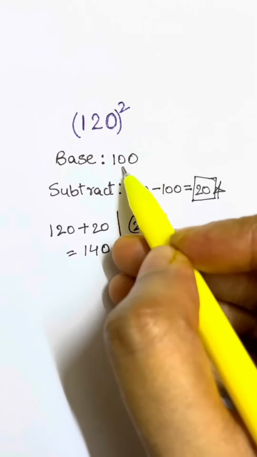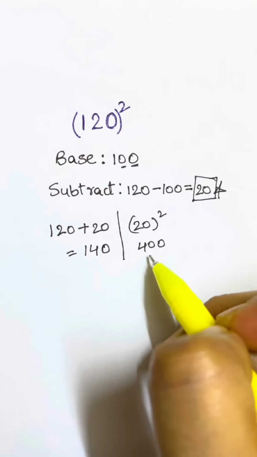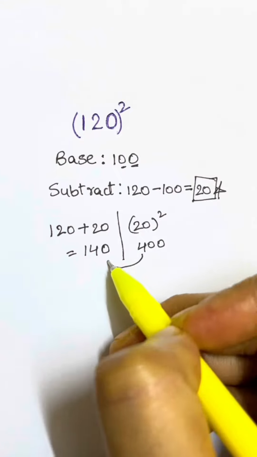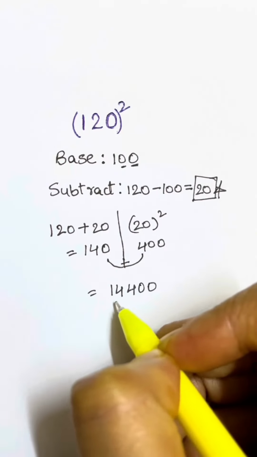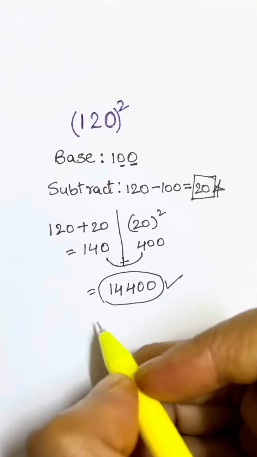And now we need to check the base has only 2 zeros, so you can have 2 digits on the right hand side. So we take a 4 and carry it over to the left hand side, that is 14,400.